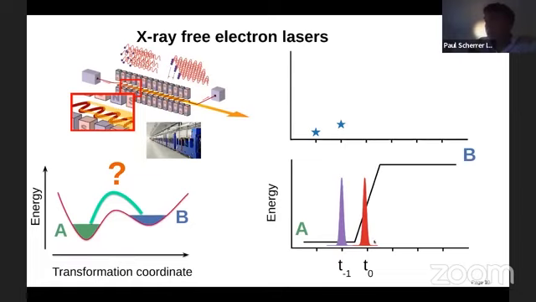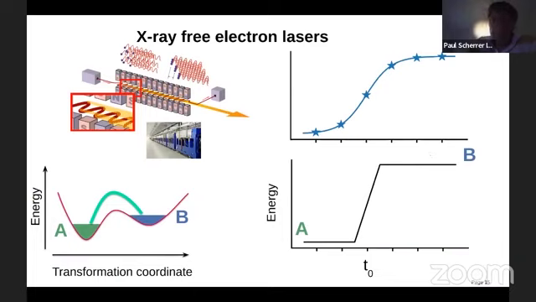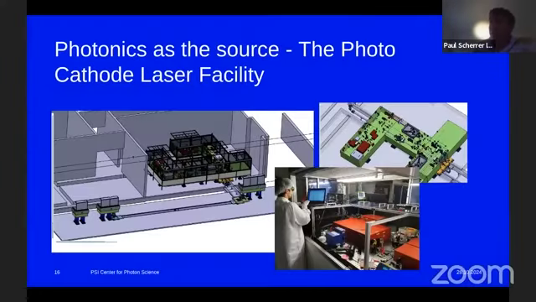And by delaying the time between these two pulses and then collecting some variable, we measure a blue curve like this that gives us an estimation of how this system changes. So that's the fundamental measurement that we do with the time-resolved FEL. So just a quick overlook of the main photonic systems.